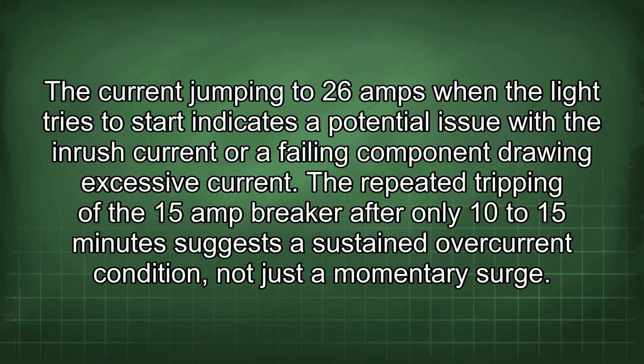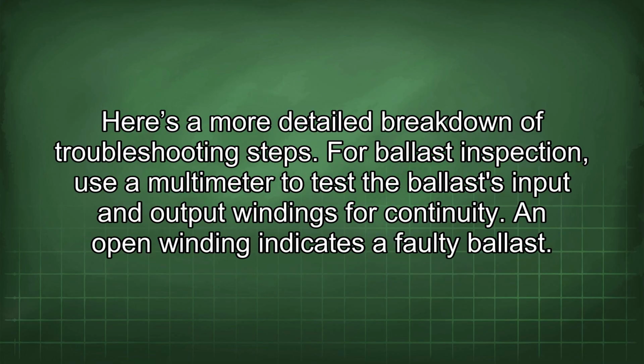The current jumping to 26 amps when the light tries to start indicates a potential issue with the inrush current or a failing component drawing excessive current. The repeated tripping of the 15-amp breaker after only 10 to 15 minutes suggests a sustained overcurrent condition, not just a momentary surge. Here is a more detailed breakdown of troubleshooting steps.